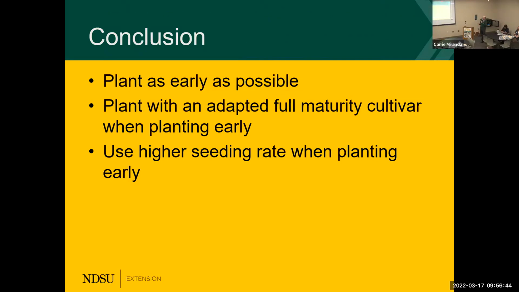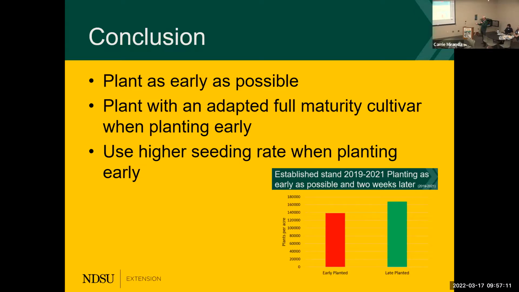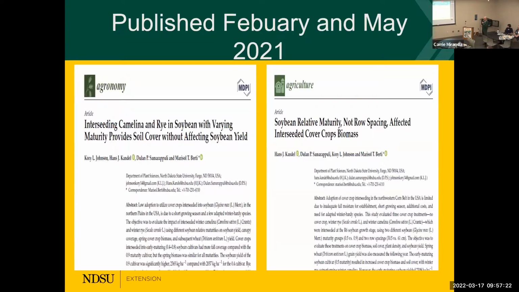So in conclusion, from my perspective, we should try to plant as early as possible within reason. We need to look at the forecast. If there is frost in the forecast, we probably should hold off on planting. We should try to plant as early as possible with the maturity rating that is adapted for your region. So again, don't go overboard. And then we could use some higher seeding rate, and I base that on the fact that with early planting we end up with a little bit of a lower stand. So if you increase your seeding rate a little bit, you might compensate for that.